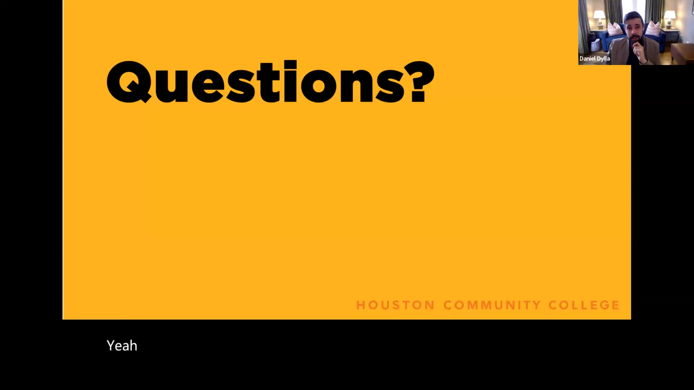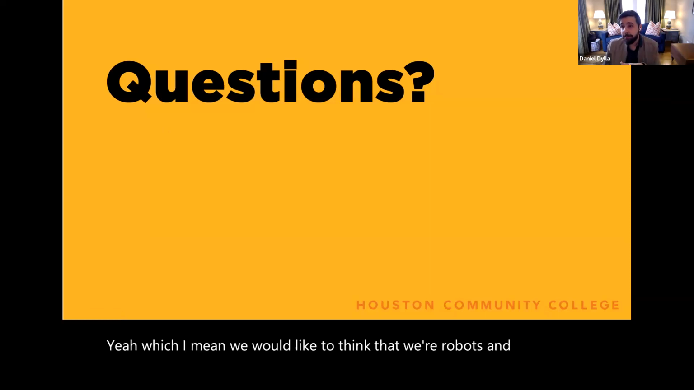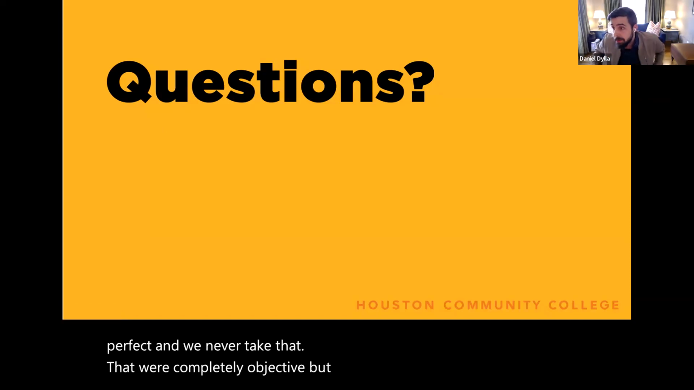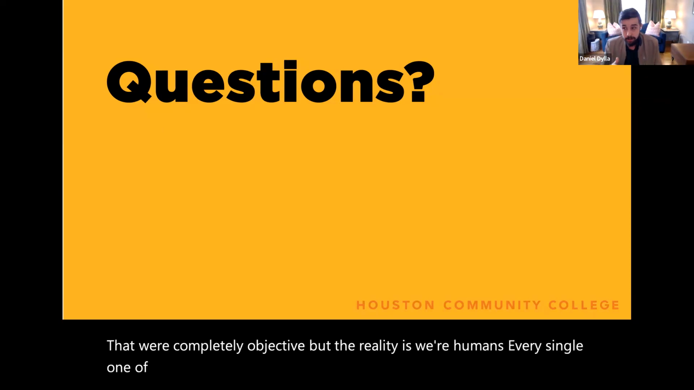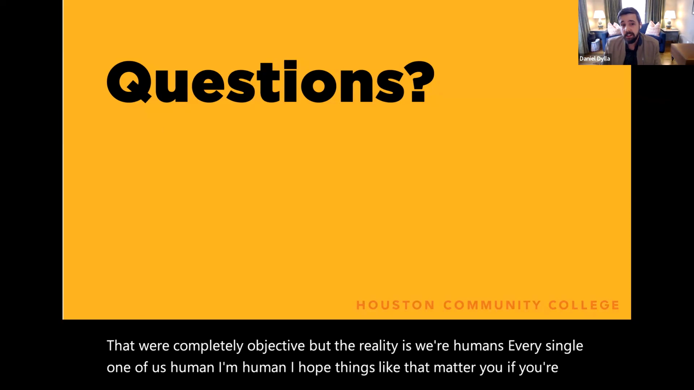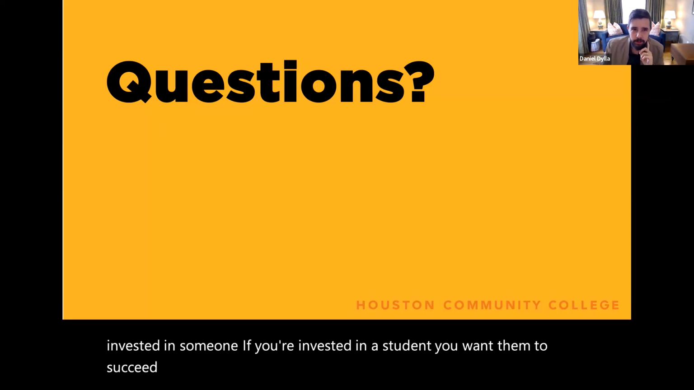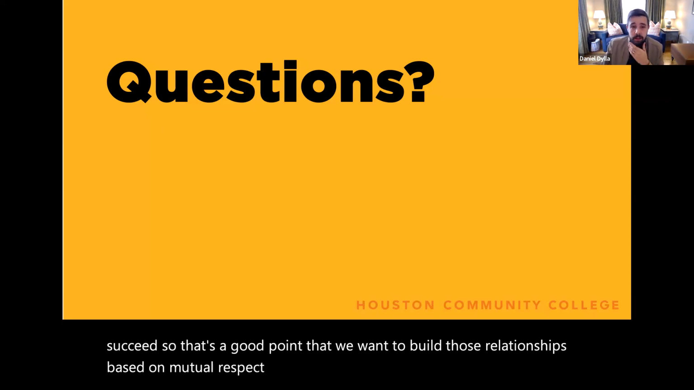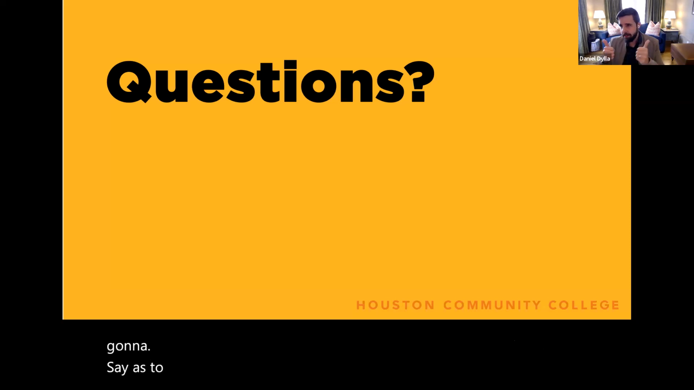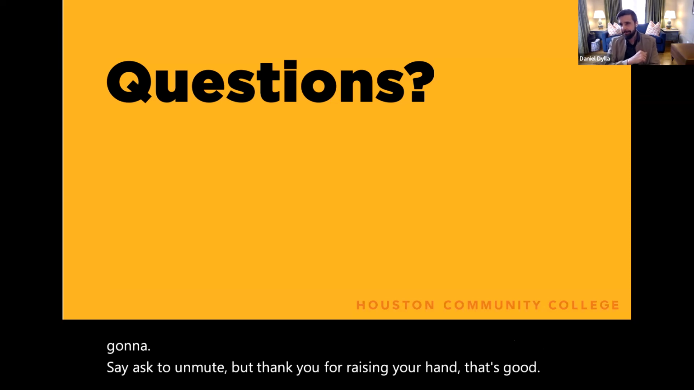Yeah. Which, I mean, we would like to think that we're robots and we're perfect and we're completely objective. But the reality is we're humans. Every single one of us. You're a human. I'm a human, I hope. Things like that matter. If you're invested in someone, if you're invested in a student, you want them to succeed. So that's a good point, that we want to build those relationships based on mutual respect and understanding and all of that. So Rhonda, I'm going to ask to unmute, but thank you for raising your hand. That's good. Good stuff.